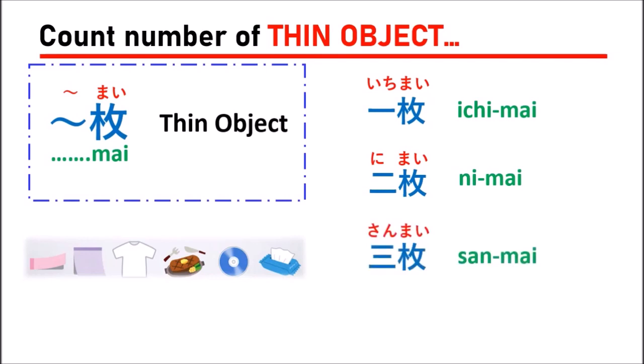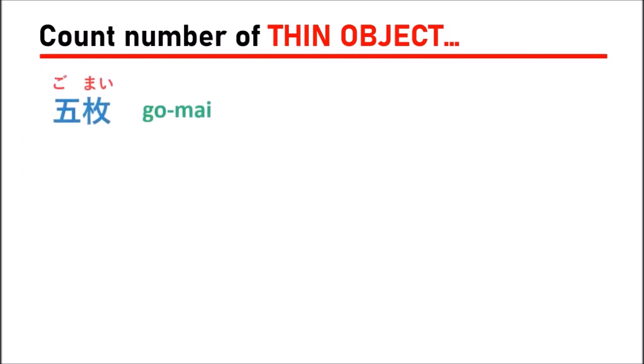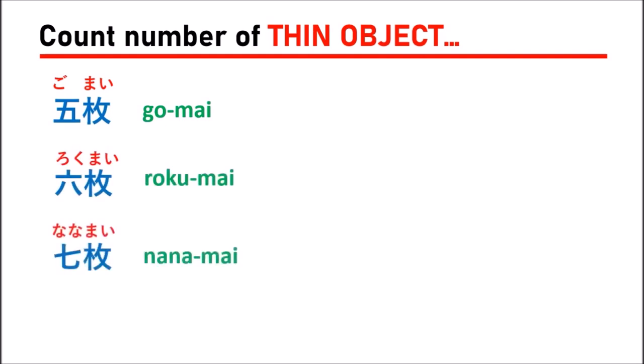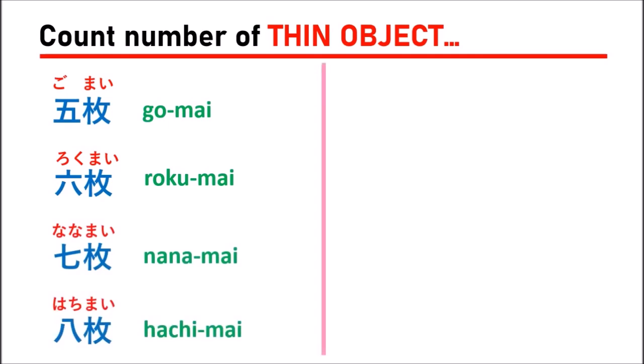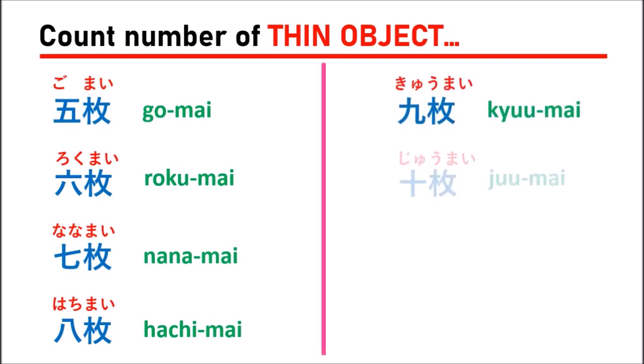And now we are going to learn counting the thin objects. Yonmai, gomai, rokumai, nanamai, hachimai, kyumai, jumai.